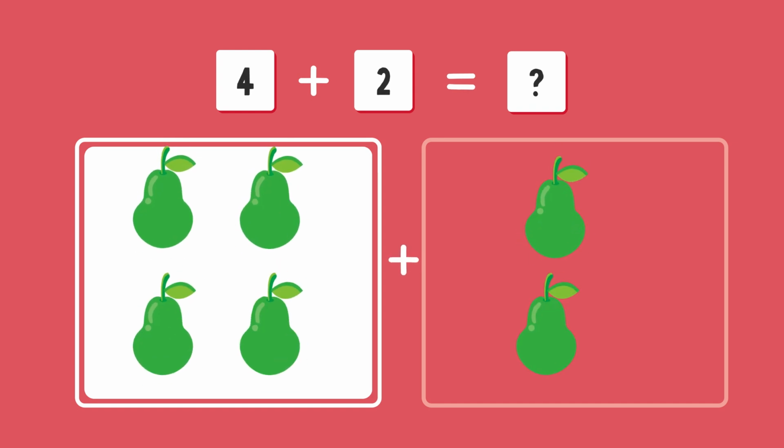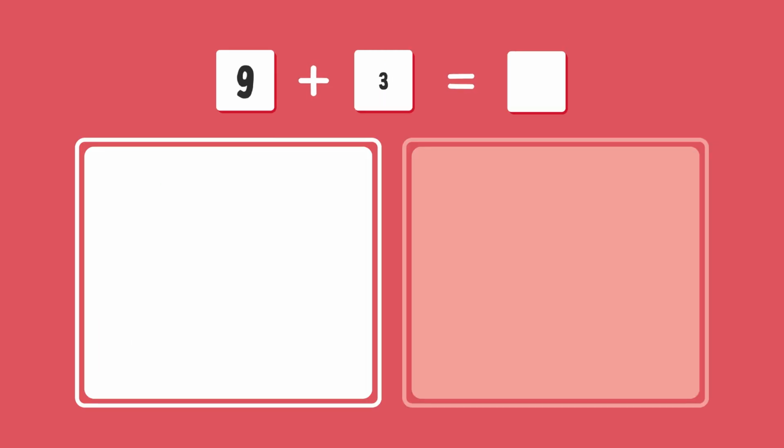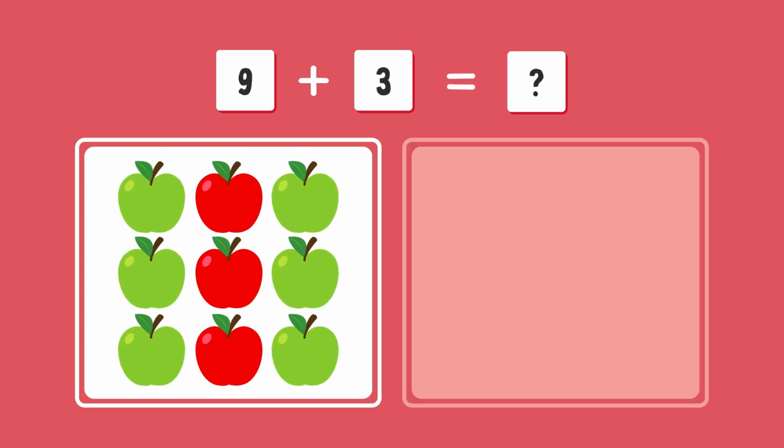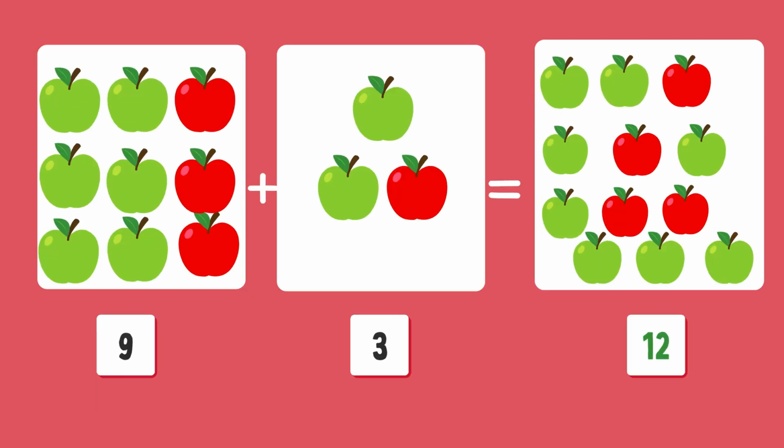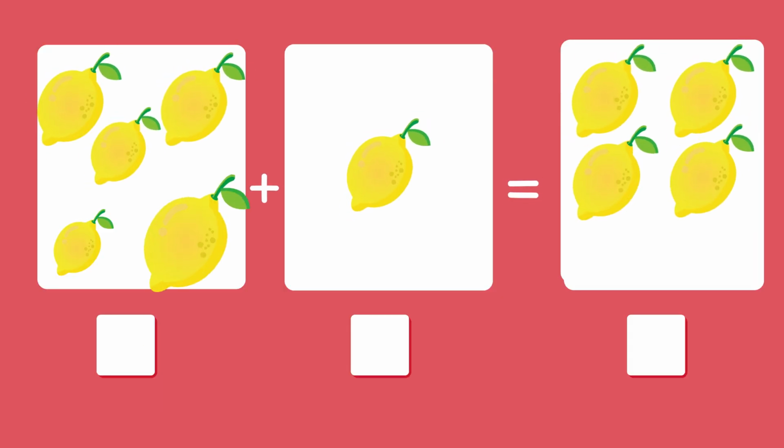All right, let's go. What is 4 plus 2? Correct answer is 6. Our question is, what is 9 plus 3? Correct answer is 12. What is 5 plus 1? Correct answer is 6.